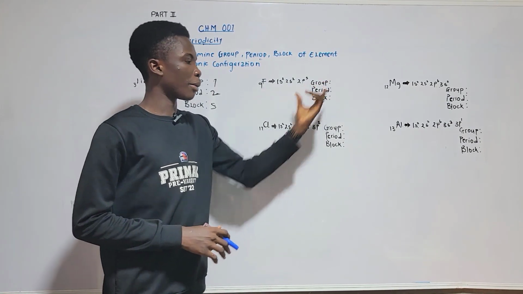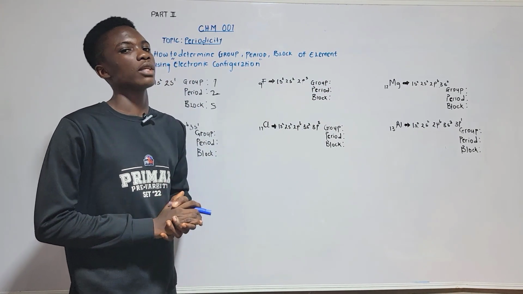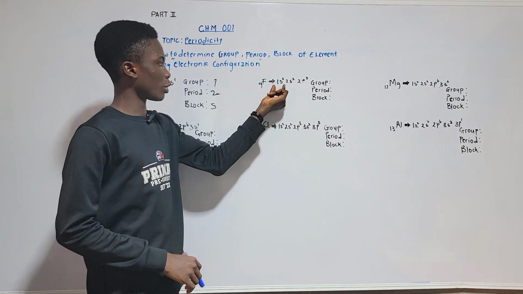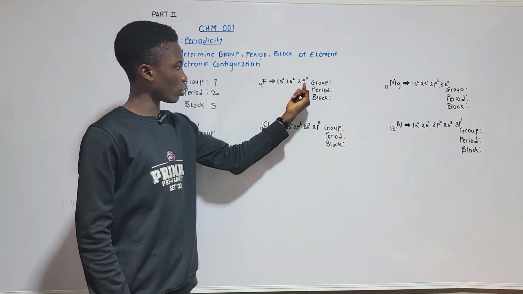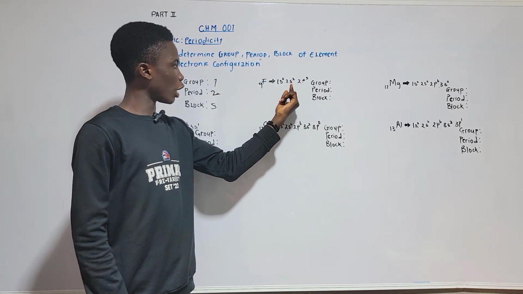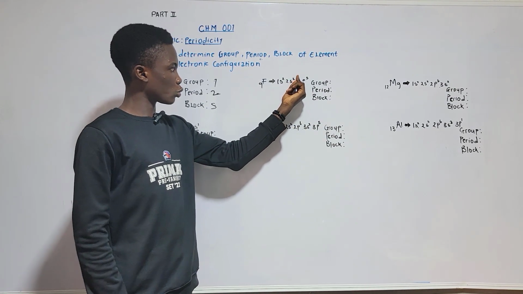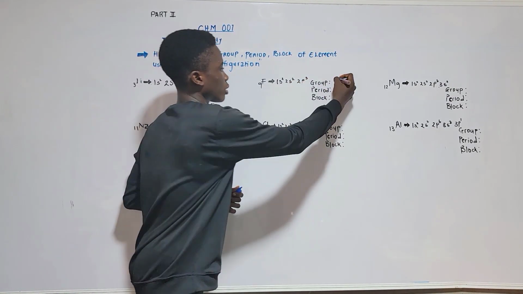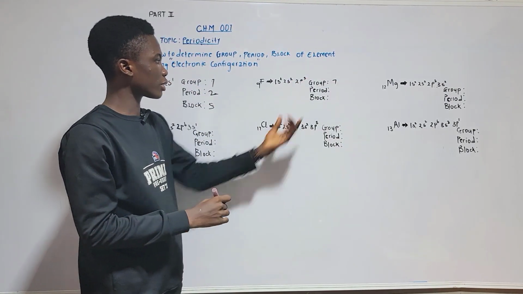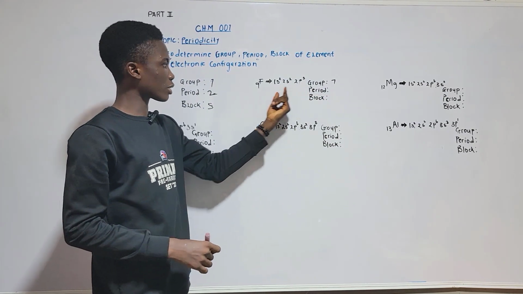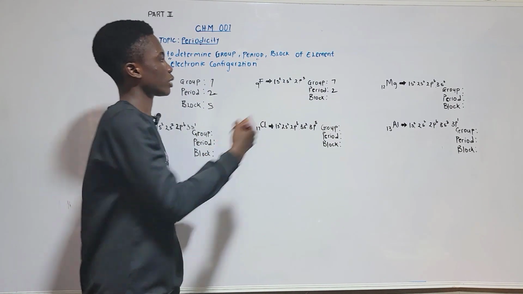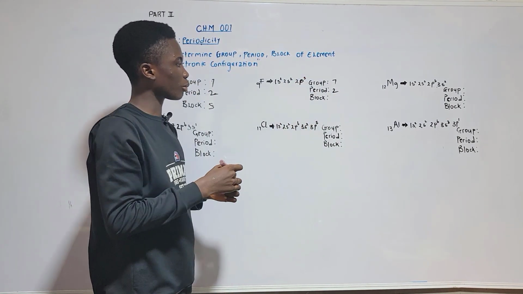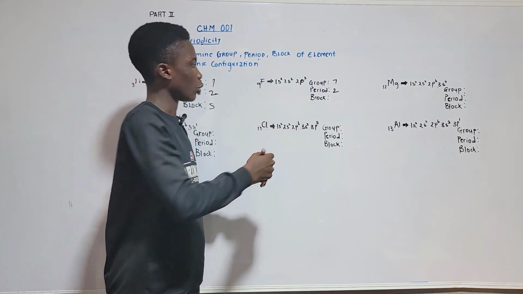First, the group is determined by the electrons in the last shell. You have the first shell and the second shell. You can see 2 and 2 at the back of each orbital, so they are the same shell. So this is 2 plus 5, which gives us 7. The period is determined by the last shell, and the last shell here is 2, so that's period 2. And the block is determined by the last orbital, and the last orbital here is the p orbital. So that is block p.